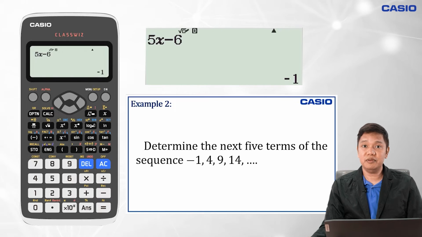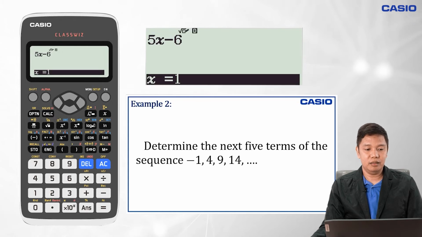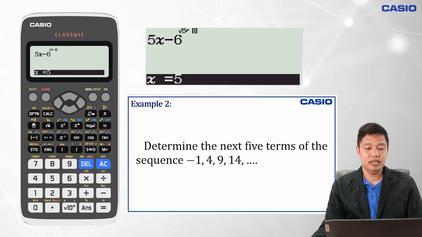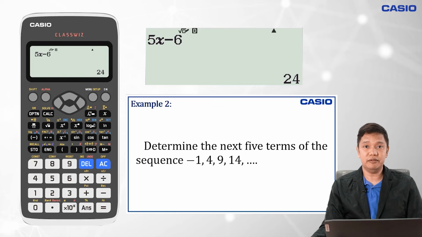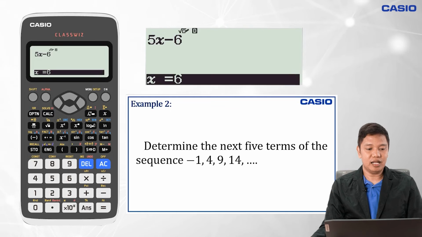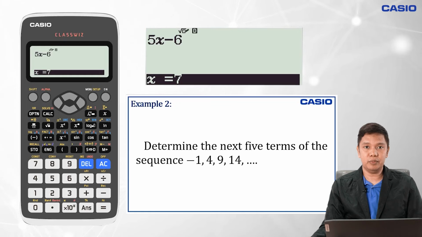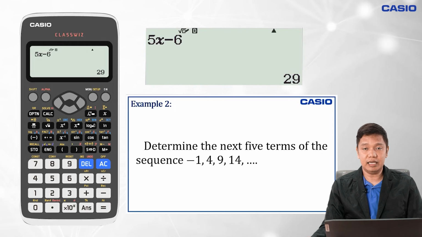But we need to get the 5th term, 6th term, 7th term, 8th term, up to the 9th term. So press calculate and then press 5 for the 5th term of the sequence. We have 19 as the 5th term. To get the 6th term, press calculate again and then press 6 and then equals, you have 24. To get the 7th term, again press calculate and then 7 as the value of x and then equals, and then pressing equals again, we have 29.